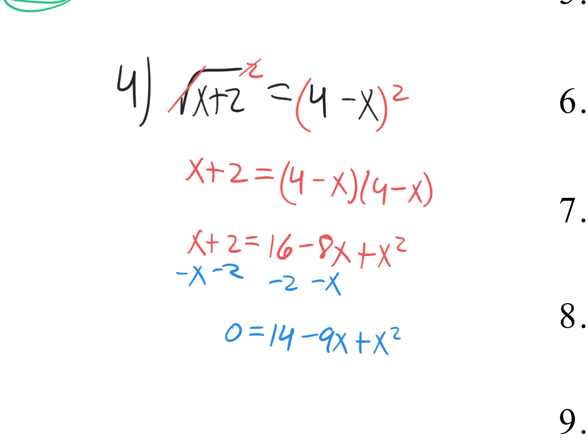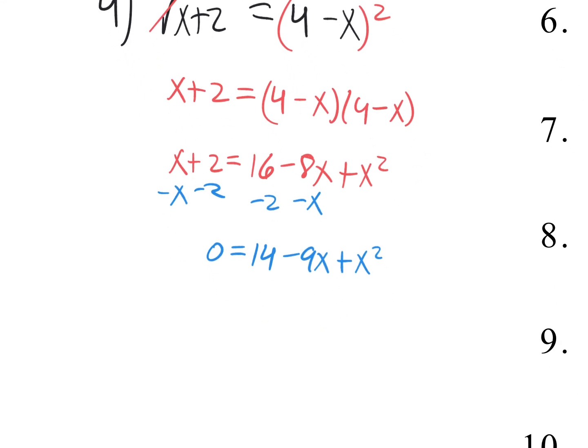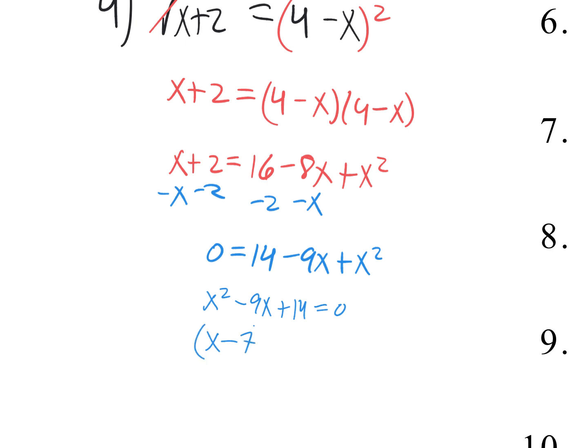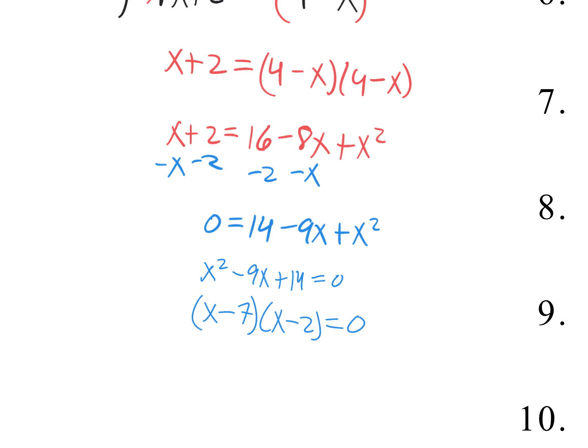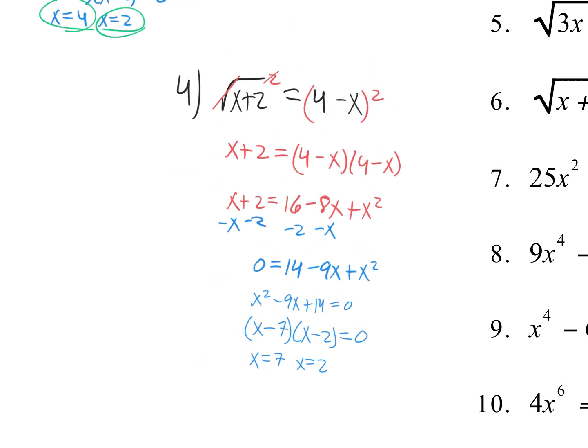And now we want to factor this. If it's easier for you, you can write it in standard form. So you can write x squared minus 9x plus 14 equals 0. And now you want factors of 14 that add to negative 9. What are they going to be? Good, we get x minus 7 and x minus 2 equals 0. All right, and so we should get x equals 7 and x equals 2 as our answers. But now we want to check.